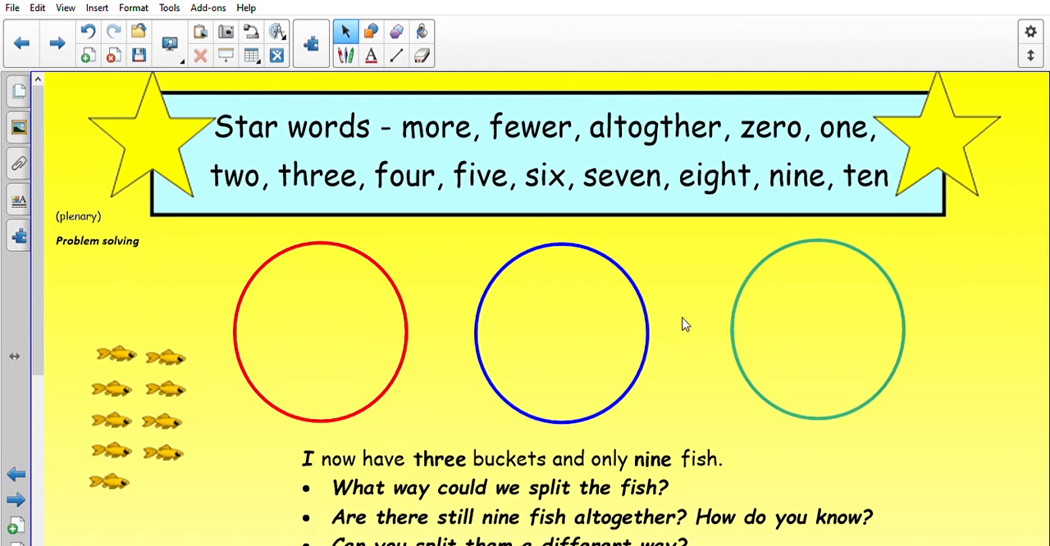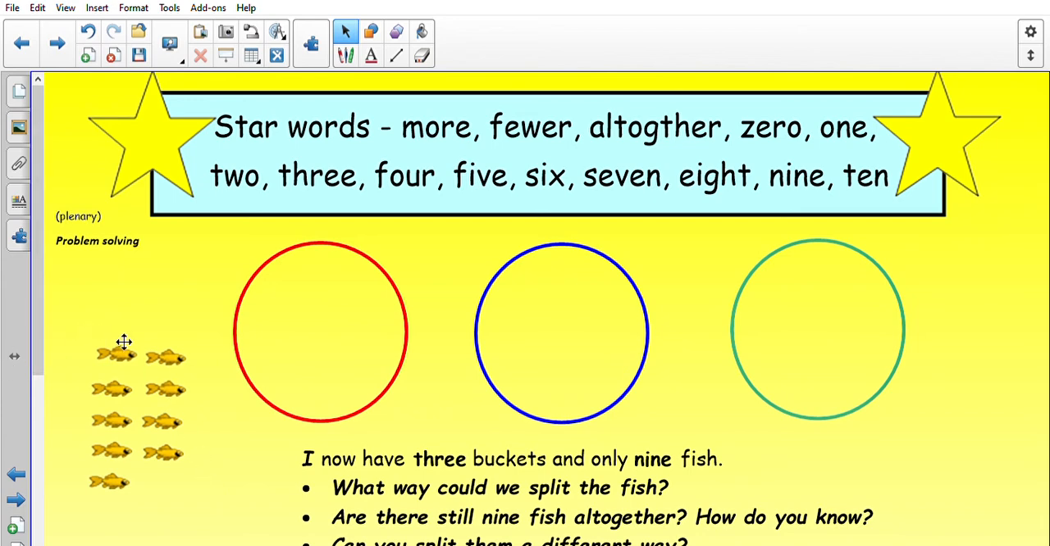And I can see now that I don't have 2 buckets anymore. How many have I got now? A red one, a blue one, and a sort of turquoisey green one. 1, 2, 3 buckets. And I've got 1, 2, 3, 4, 5, 6, 7, 8, 9 fishes now. So how can I split my 9 fishes into 3 buckets?